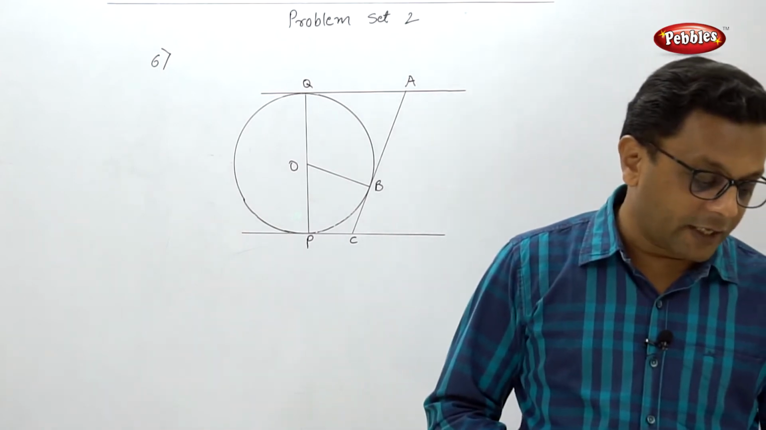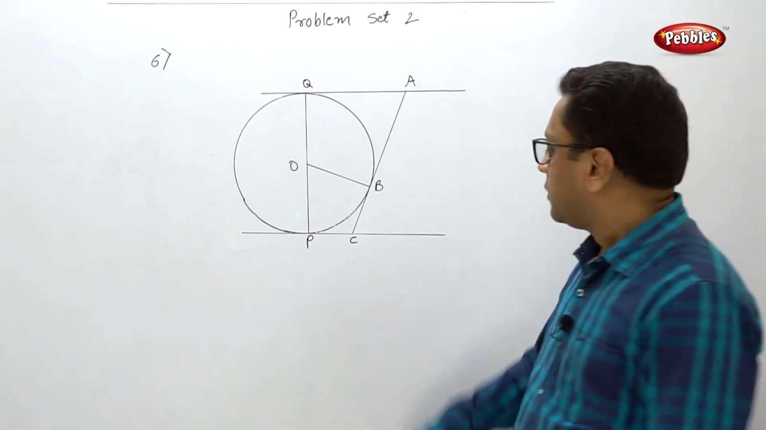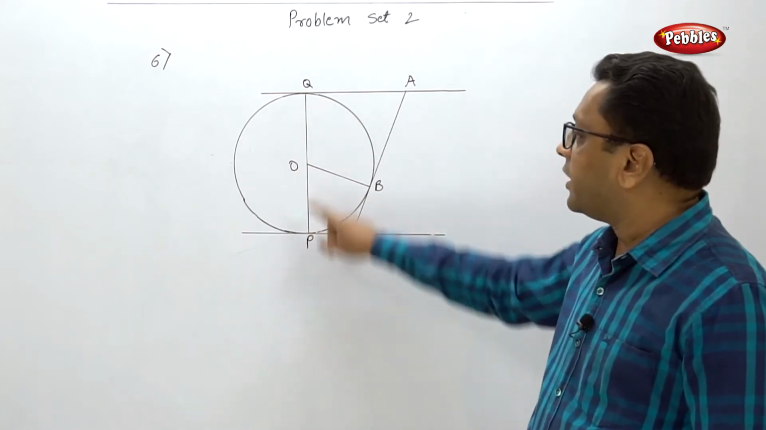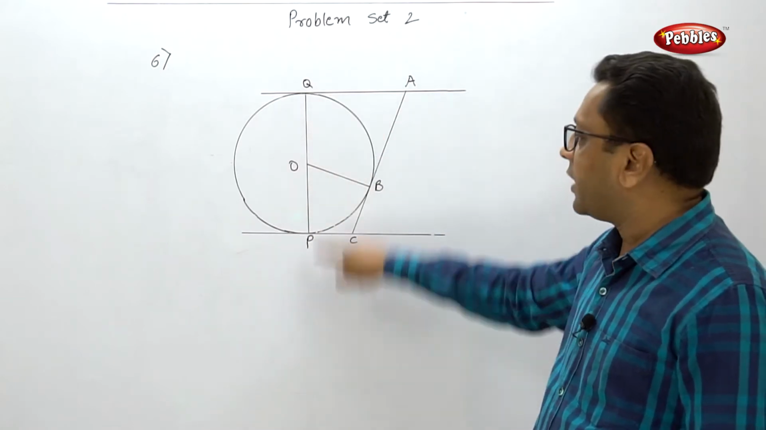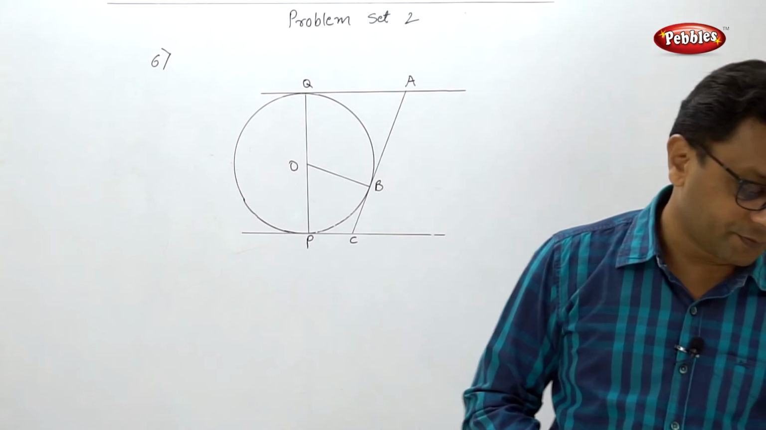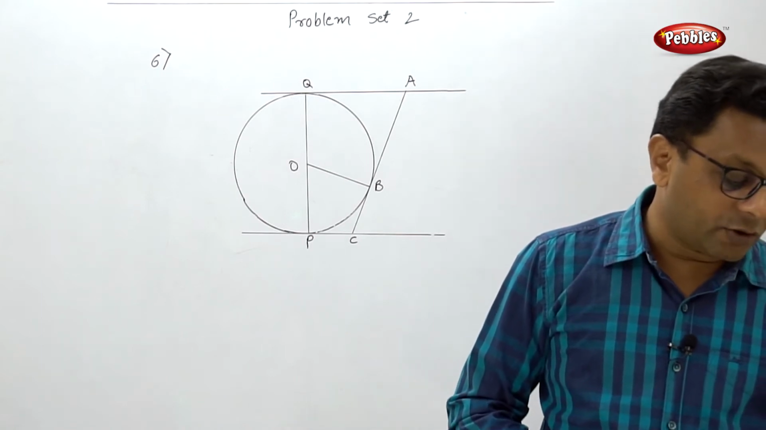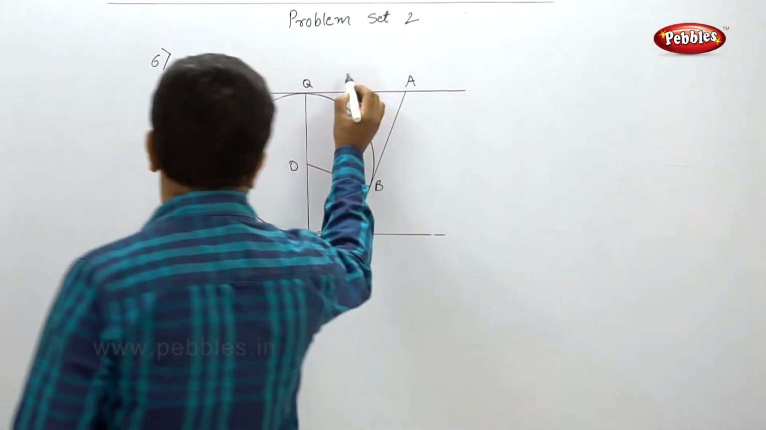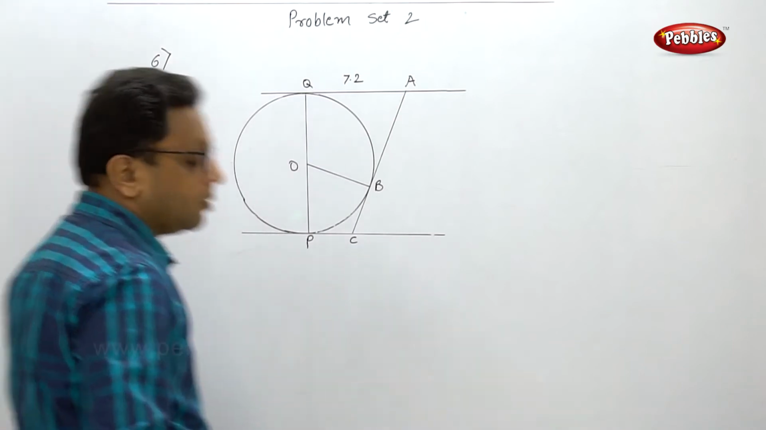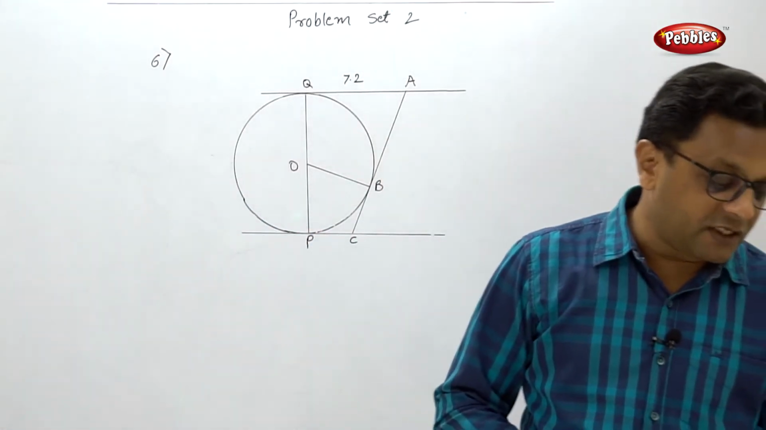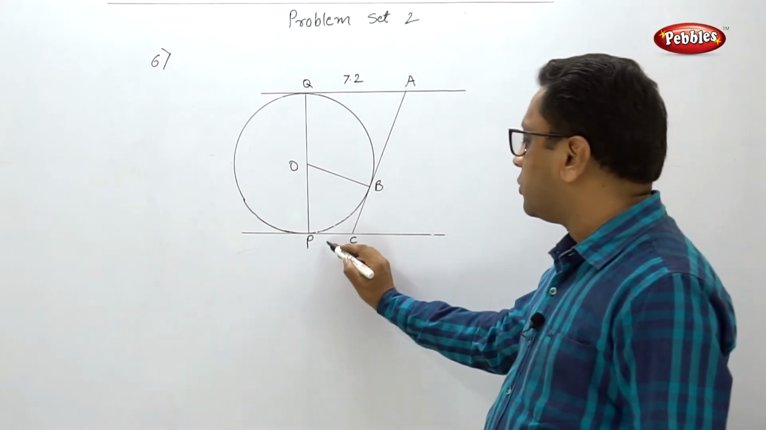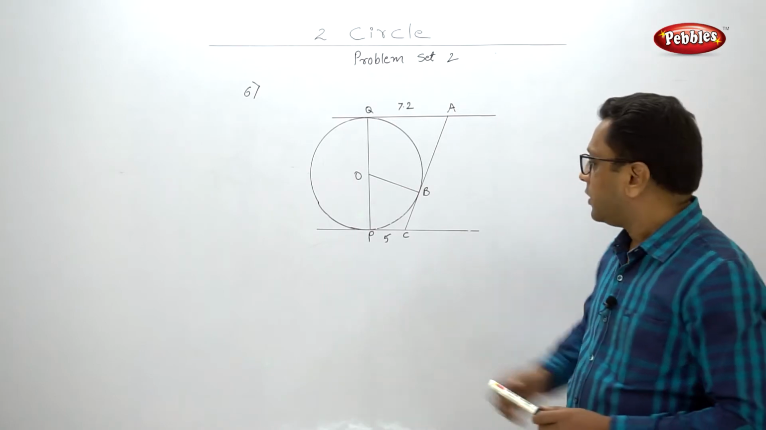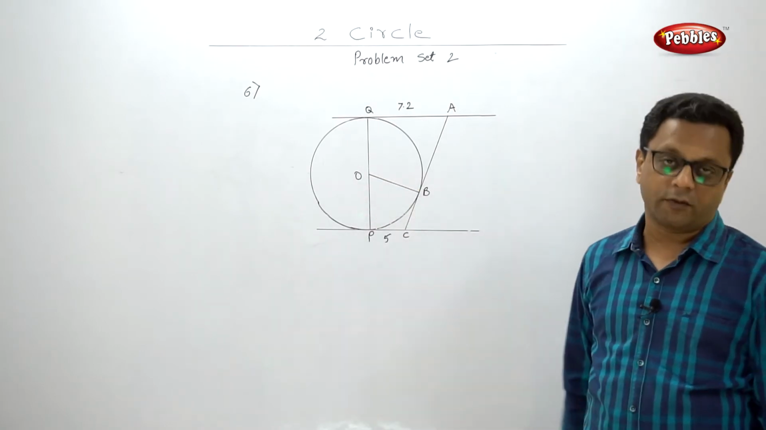Then they have given that line QA is parallel to line PC. Obviously, when this is 90 degrees and this is 90 degrees, these two lines must be parallel to each other. Next, QA is equal to 7.2, and they are given PC is equal to 5 centimeters. We have to find the radius of the circle, that is this segment OB, the radius of the circle.